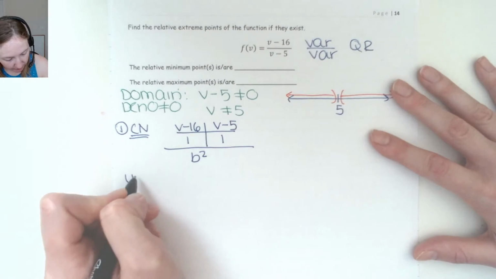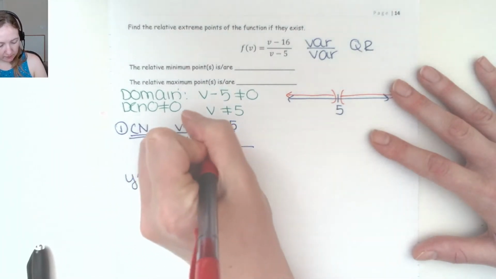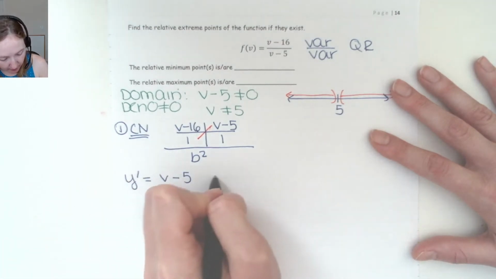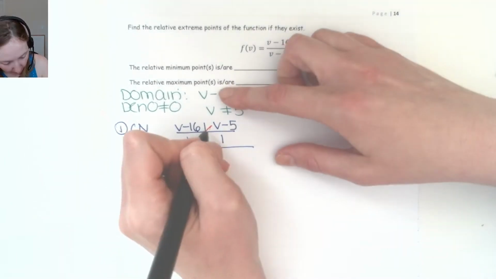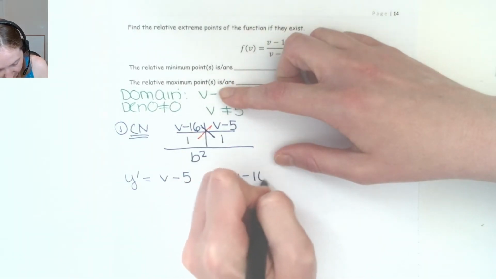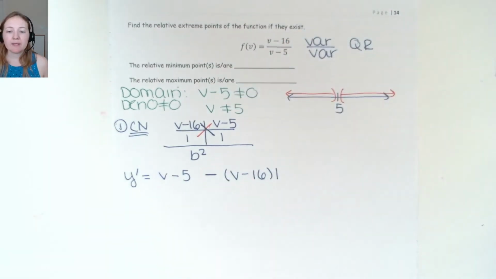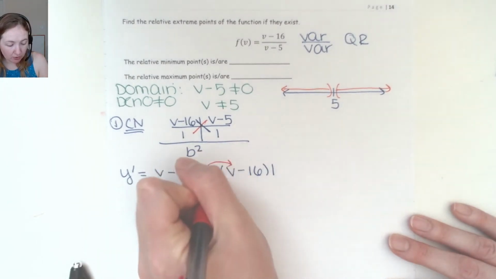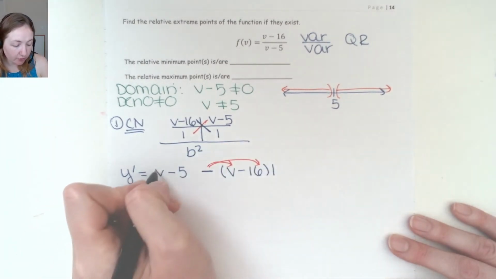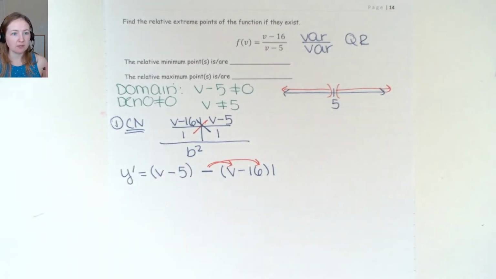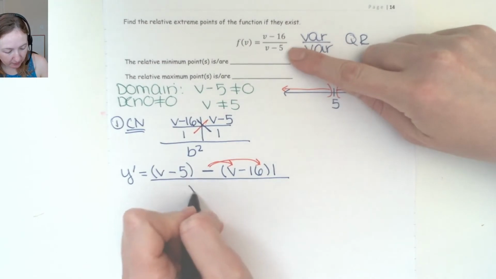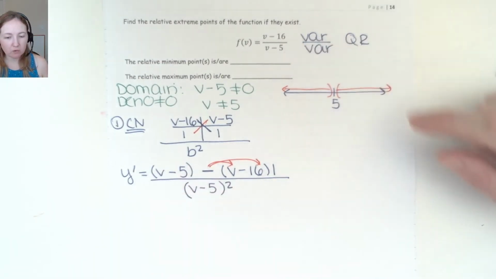So my derivative is going to be the v minus 5 times 1, which I can of course just write as v minus 5, minus the other diagonal, v minus 16 times 1. Now, you'll notice that I put the v minus 16 in parentheses because I do need to distribute that negative. So if it's helpful, you might want to just put the first term also in parentheses just so that there's no confusion about, does it matter or doesn't it? And then that is over the bottom squared. So that's going to be v minus 5 quantity squared.